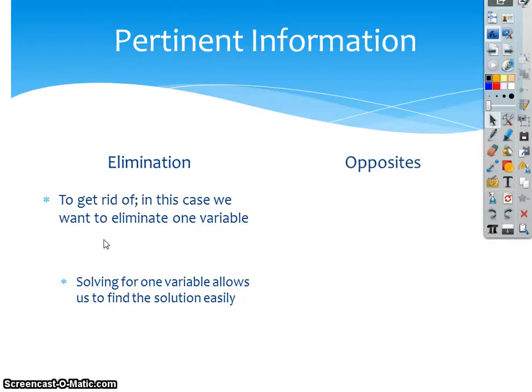We're going to use the idea of opposites. Now, opposites in math often refer to a positive to a negative or a negative to a positive. And so when we take the numbers 4 and negative 4, we know that 4 minus 4 is going to give me 0. We like that idea. They get rid of each other.